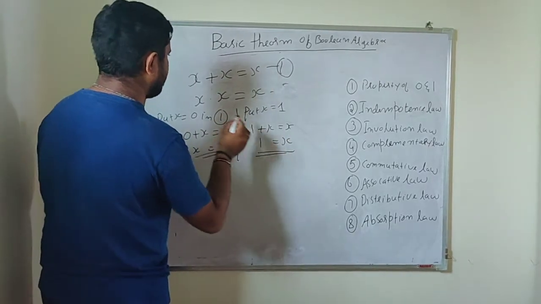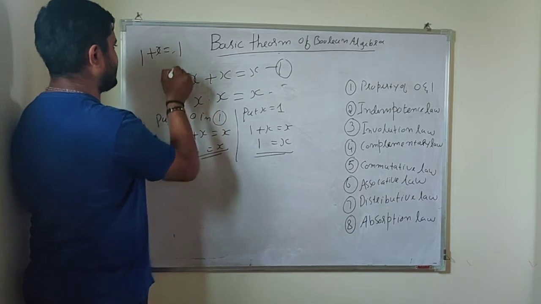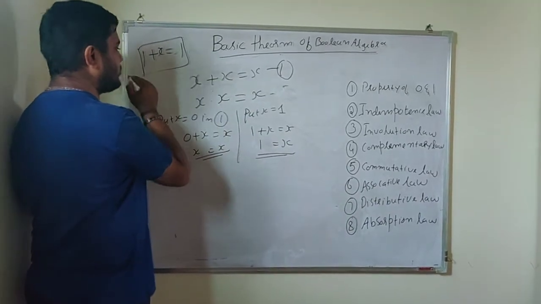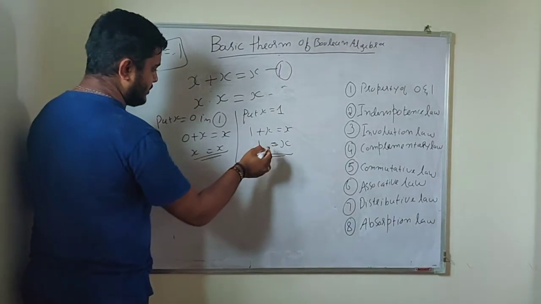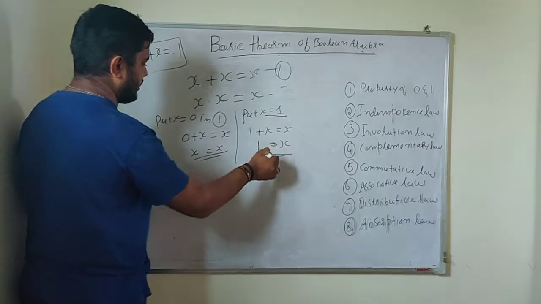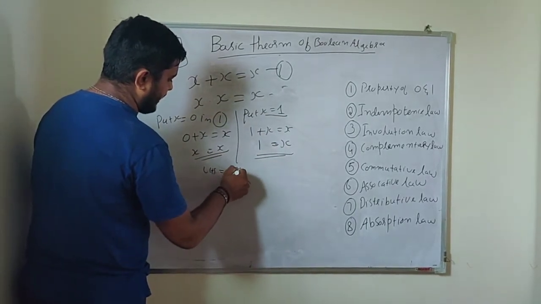So you have seen this. Anything, 1 plus x, gives me 1 itself. Previously I have explained this in the properties. So 1 plus x is equal to 1, and I am going to apply it here. So what I have put is x equals 1. Therefore LHS is equal to RHS.